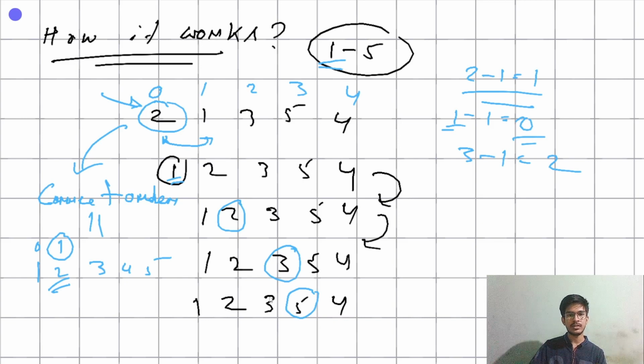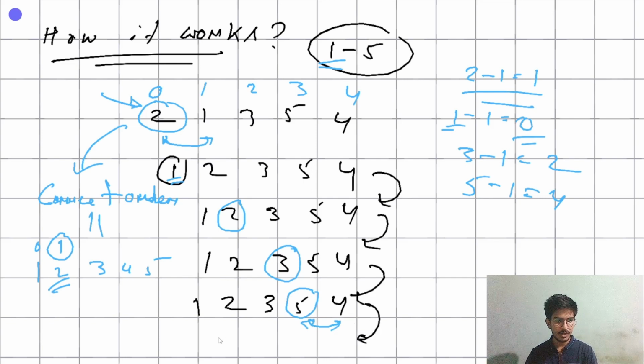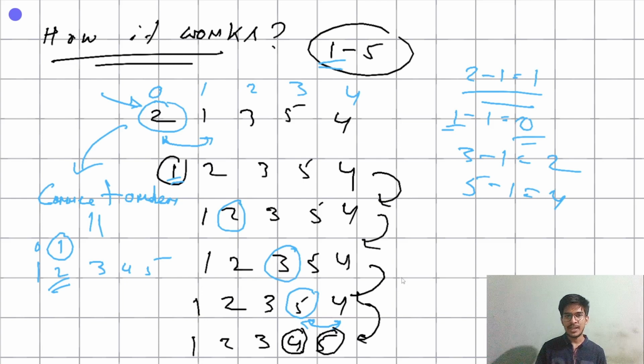Now for this index, the value 5 minus 1 gives you 4, and the fourth index is not containing 5, so we have to swap it with the fourth index. Now we get 1 2 3 4 and 5. Again we check: is it okay? Yes. 4 minus 1 is 3, and index 3 also contains 4, so it's okay. Now it is sorted.